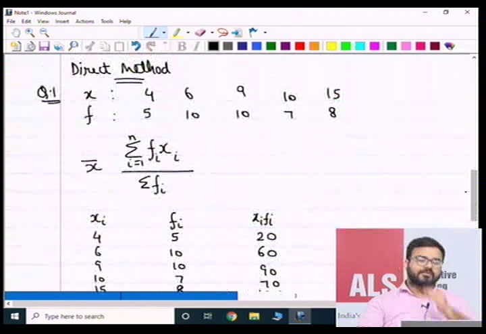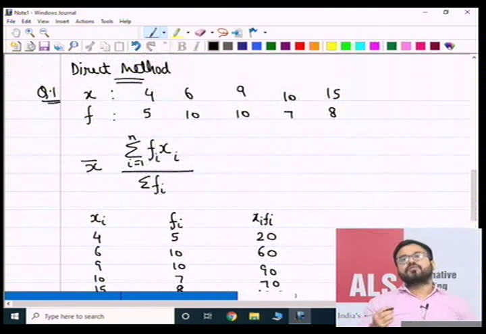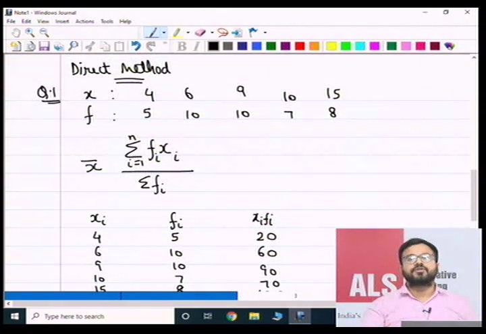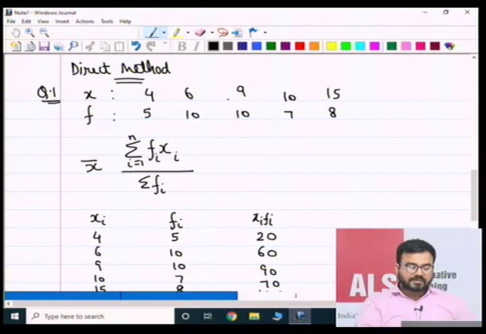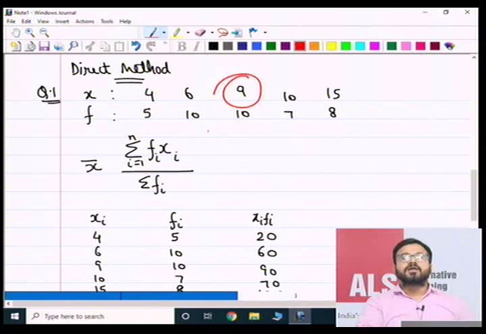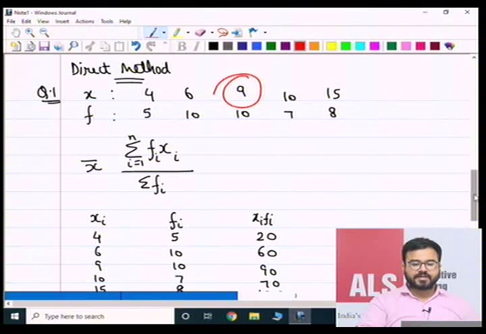Now this is a very basic question. Sometimes, from the exam point of view, they will give you some unknown frequency or some unknown value in the marks, like in place of this 9 they can put some variable, and the mean value is given, and then we have to find the value of the variable. Let us try that.